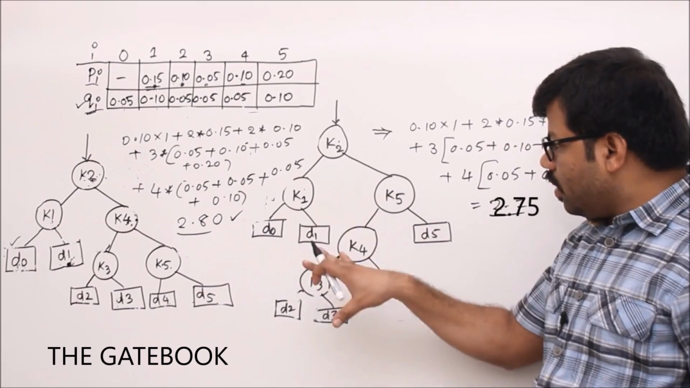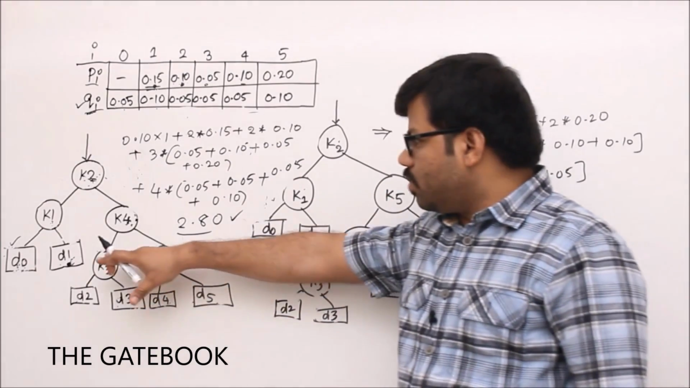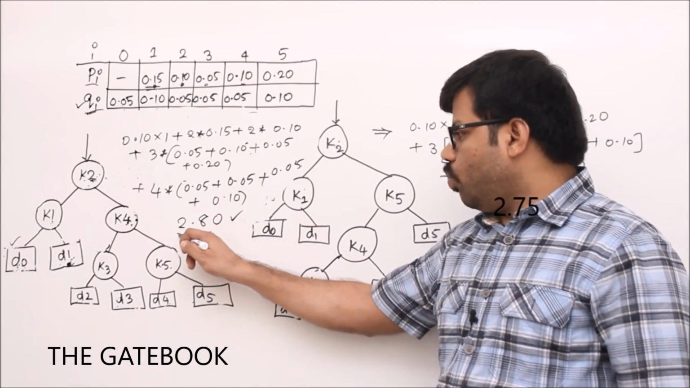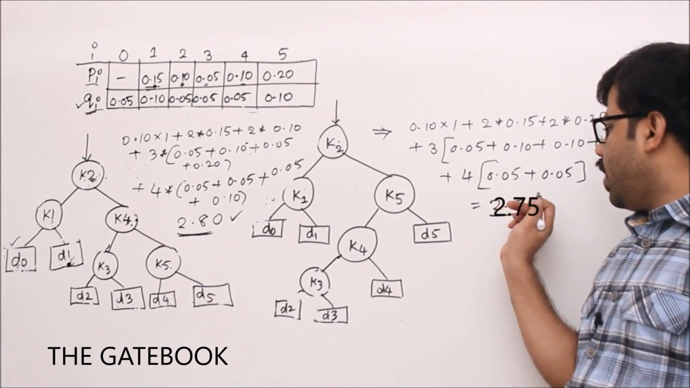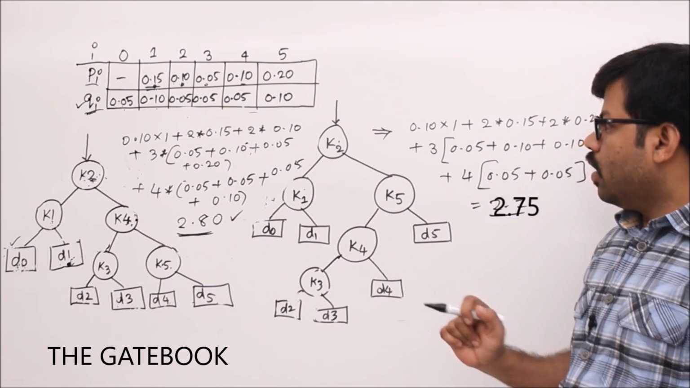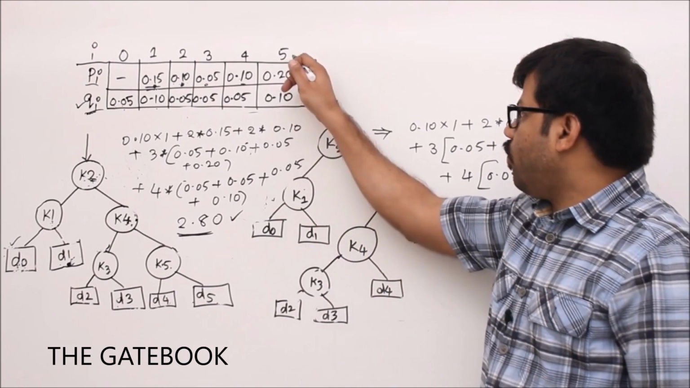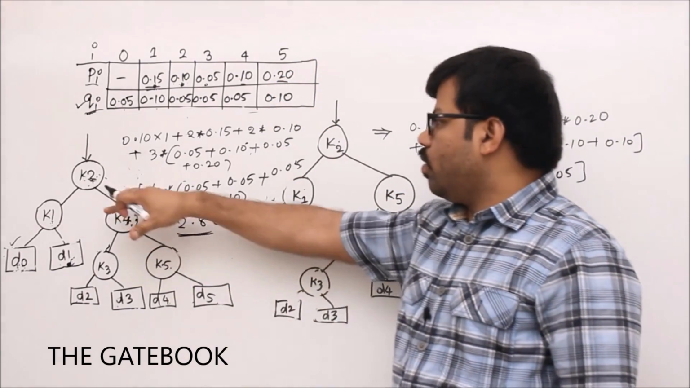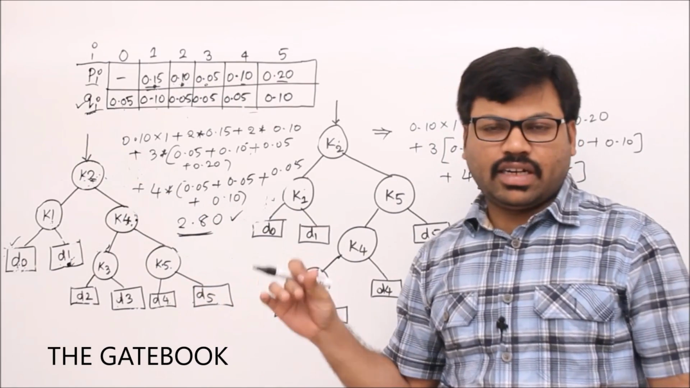Now this tree is imbalanced, but this tree is balanced. Though it is a balanced structure, it is giving 2.80, but this one is giving just 2.7. It is better, right? That is one thing. Second thing, if you see here, you might say, sir, K5 has more probability, so if we make it the root, probably we may get a better answer. We'll see that.